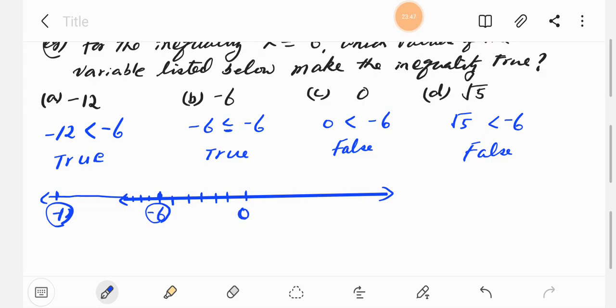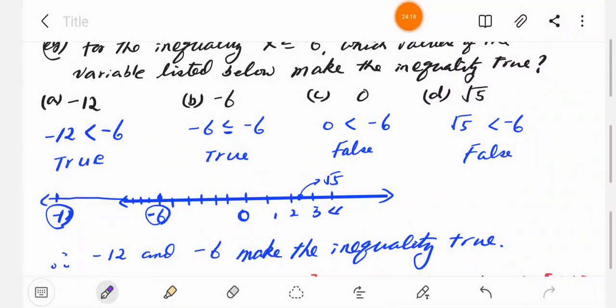So -6 is less than or equal to -6 is true. How about 0? 0 is right of -6, right? So 0 is greater than -6. So this statement is false. And then the square root of 5 is 2 point something, somewhere over here. This is the square root of 5, right? So the square root of 5 is right of -6, so it is greater. So this inequality is false. Okay, so -12 and -6 make the inequality true.